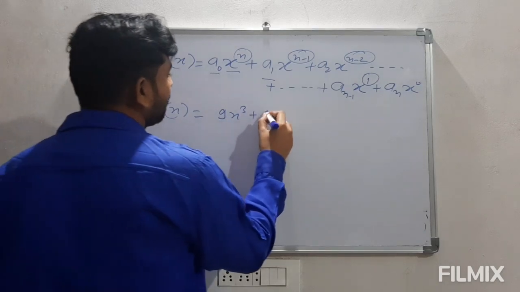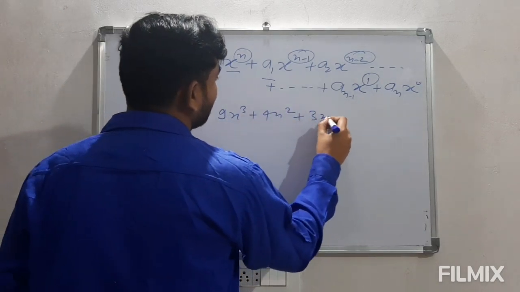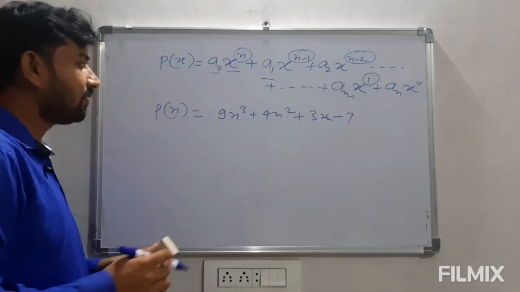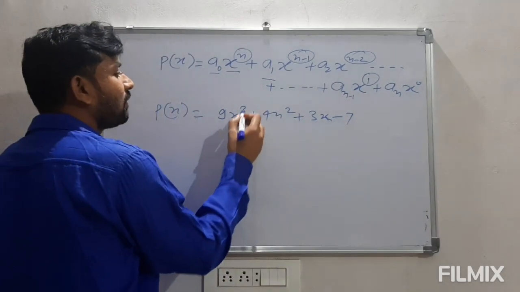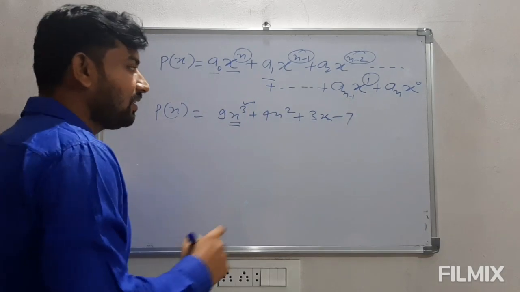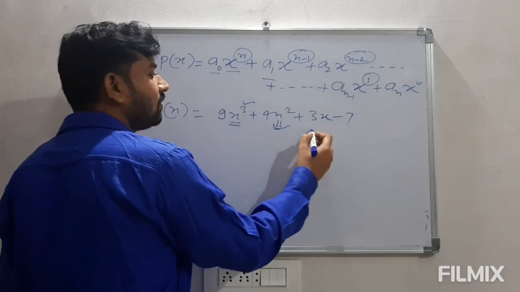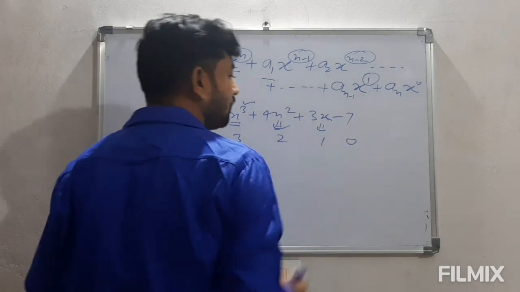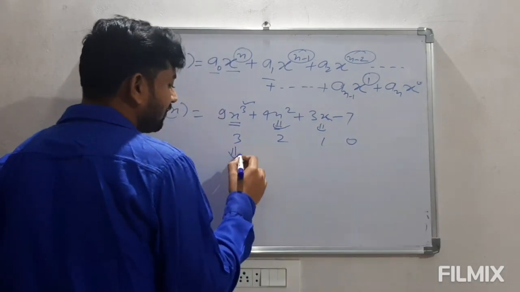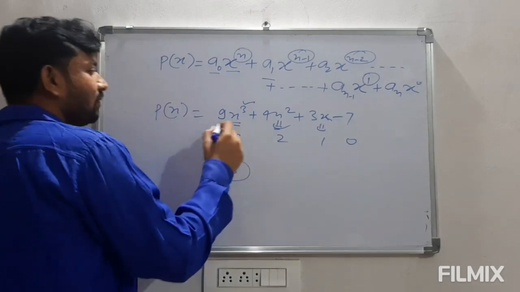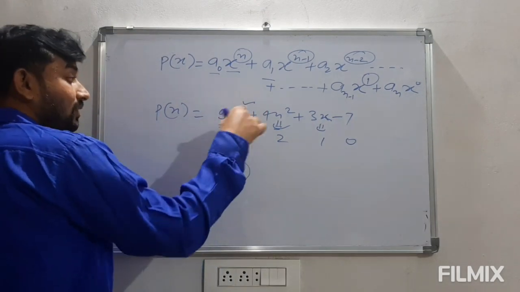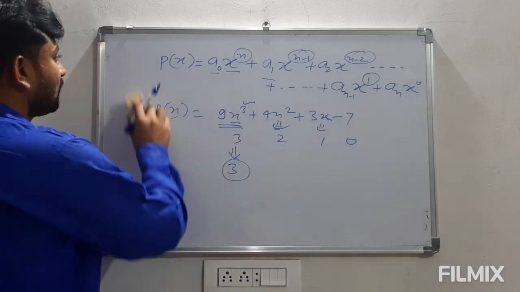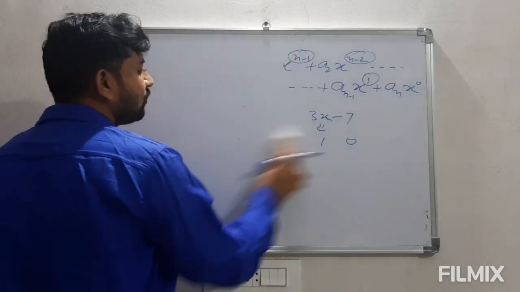9x cube plus 4x square plus 3x minus 7. So this is a polynomial where the highest power of variable is 3. Here it is 2. Here it is 1, 3, 2, 1 and 0. So here the highest power is 3. So this is defined by power 3. This polynomial will be named by using this power 3. So this is how we work on it.